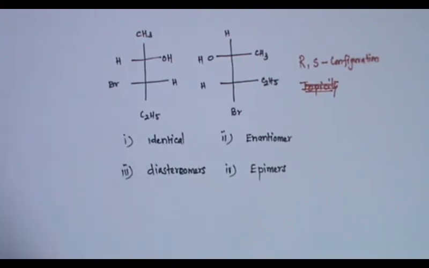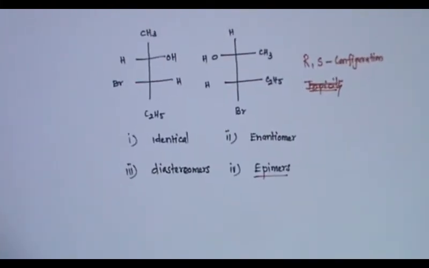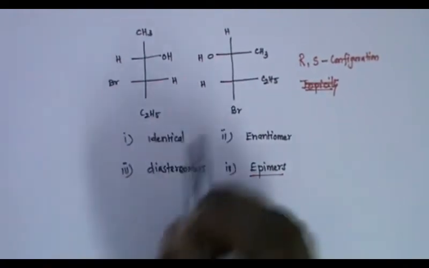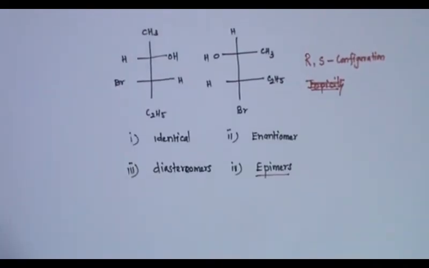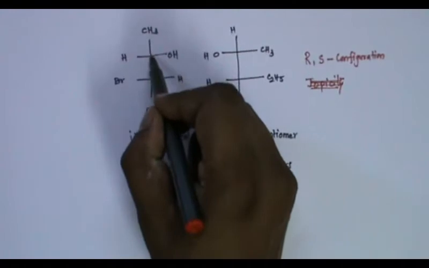Generally, when there are only two chiral centers, you cannot go for epimers. Epimers and diastereomers will be the same in the case of a two chiral center system. How to assign RS configuration for this Fisher projection? Let us consider this carbon atom first.